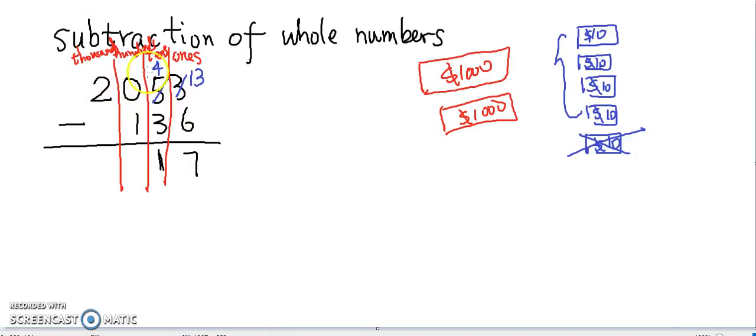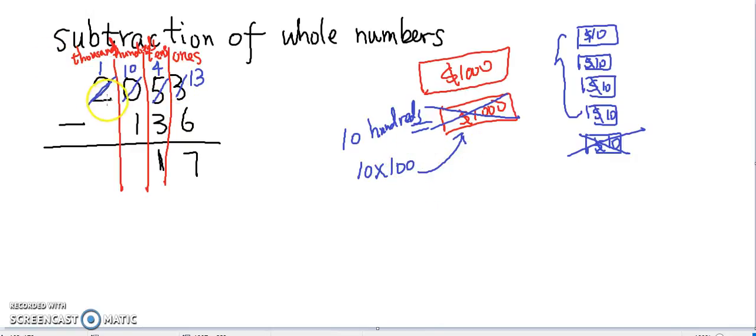So let's borrow from this 2, and we take one of the $1,000 bills. That will reduce it to a 1. So you only have one $1,000 bill left. But this is also going to increase this 0 to a 10, because 10 hundreds is exactly 1,000. So this $1,000 bill, when we move it to the right side, is going to become 10 hundreds. And as we know, 10 times 100, that's exactly 1000.